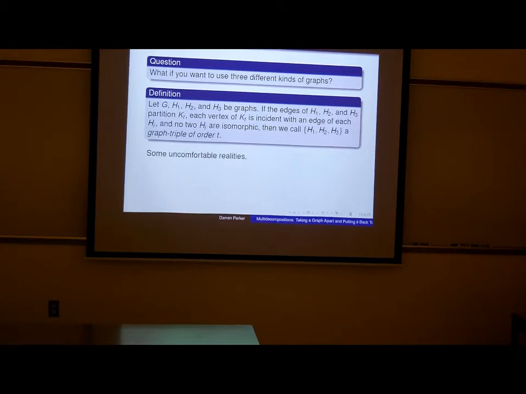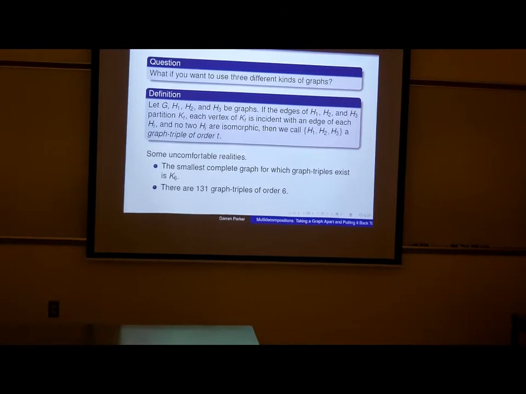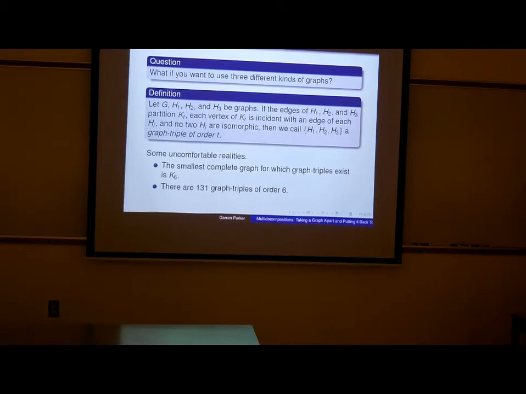Well, first of all, the smallest complete graph for which you have any graph triples is going to be K6. So that's what we saw. Great, we'll do K6. And we got 131 graph triples of order 6. So we're thinking, wow, this is going to be a big long paper with 131 theorems. It's not. Don't panic. There is something that can be done. Not all is lost. We can do something.